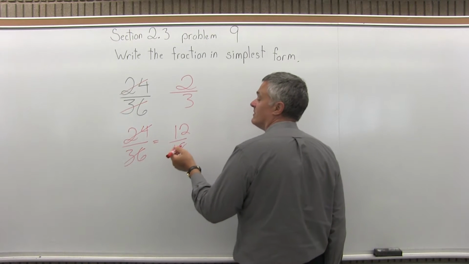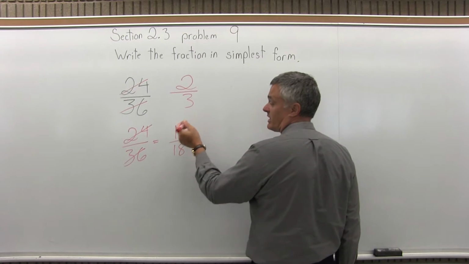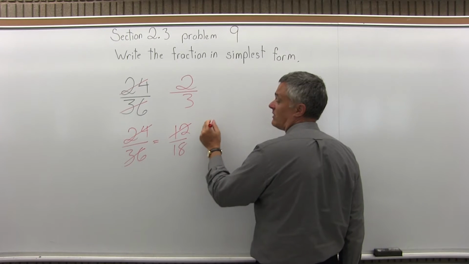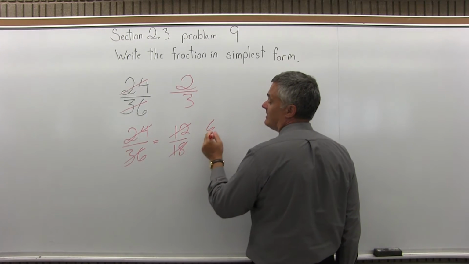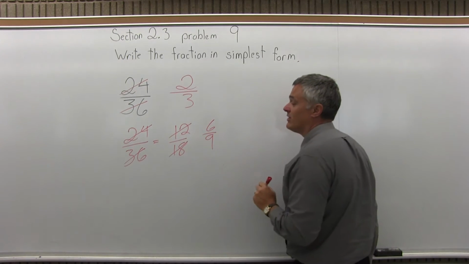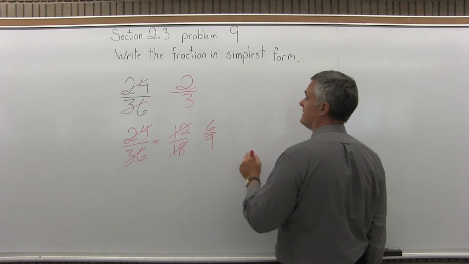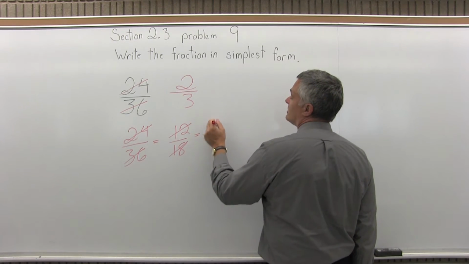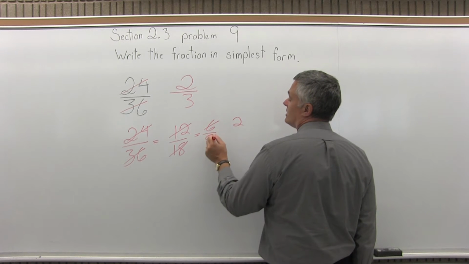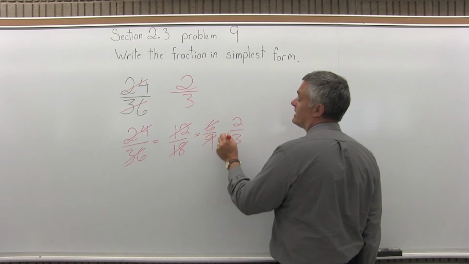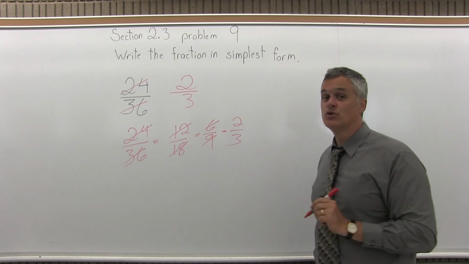They're still even, both top and bottom, so I can cut them both in half again. Half of 12 is 6, half of 18 is 9. Now, they're not both even anymore, but they're both evenly divisible by 3. So 3 goes into 6 twice, 3 goes into 9 3 times. So I get to the same end result of 2/3.